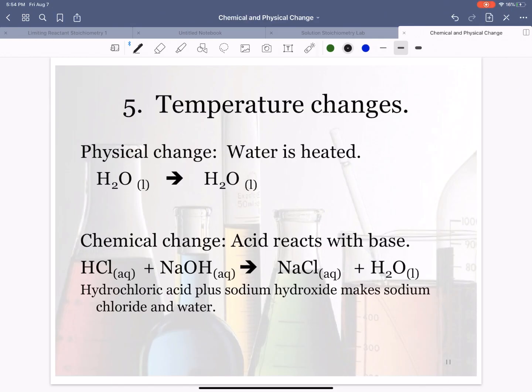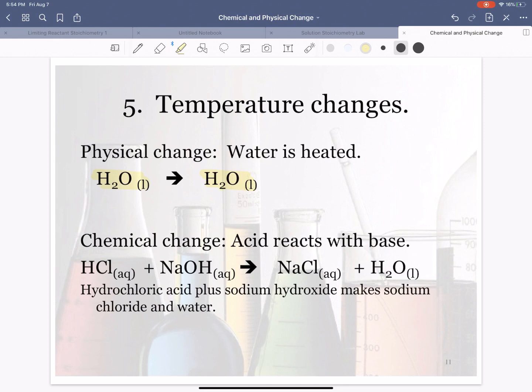Temperature change is the fifth evidence of change. Anytime we have a physical or a chemical change, there is usually a temperature change, but it may be so subtle that we don't perceive it. Water is heated. We start with room temperature water. We add some energy, and it gets hotter.